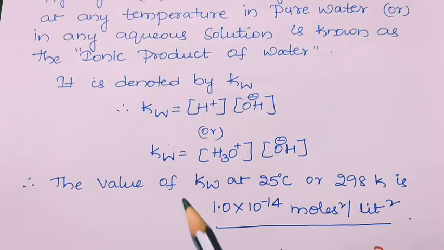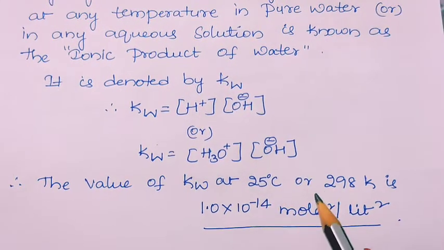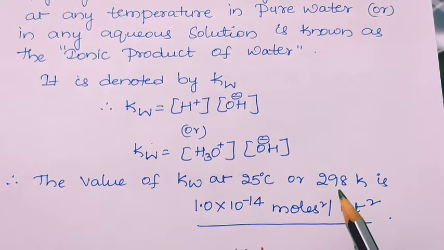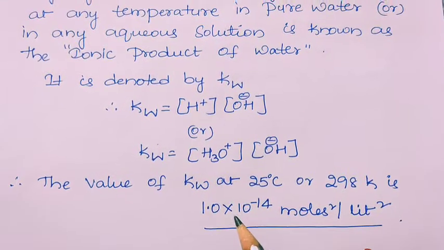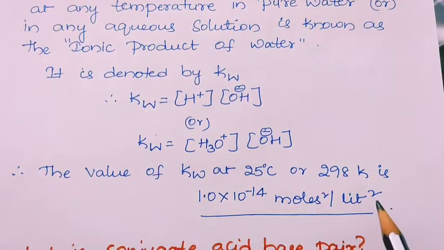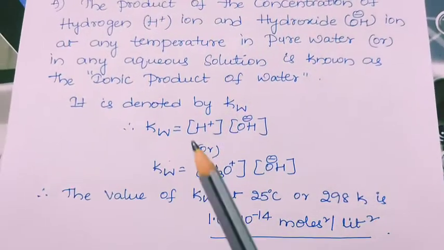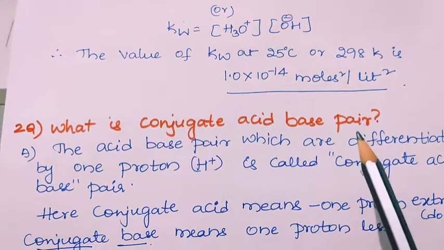So therefore the value of Kw, ionic product of water at 25 degrees Celsius or 298 Kelvin is 1 into 10 to the power of minus 14 mole square per liter square. So this is ionic product of water. Next one. What is conjugate acid base pair?